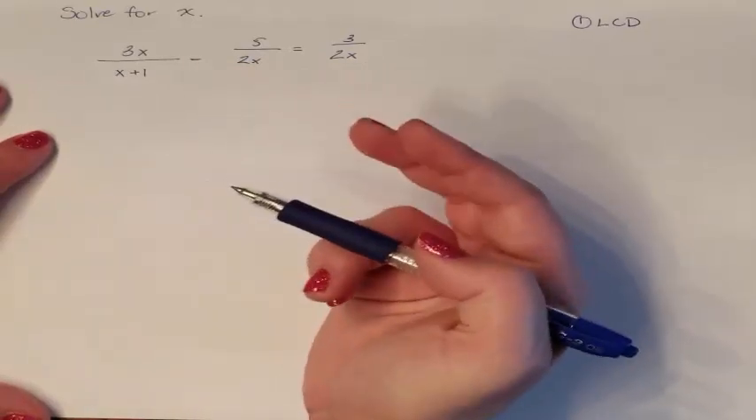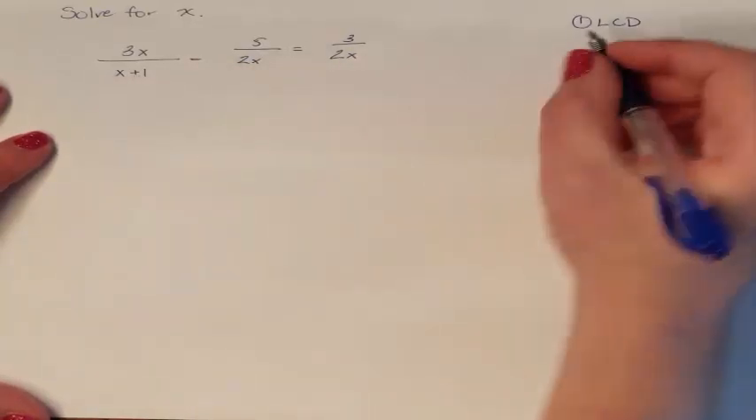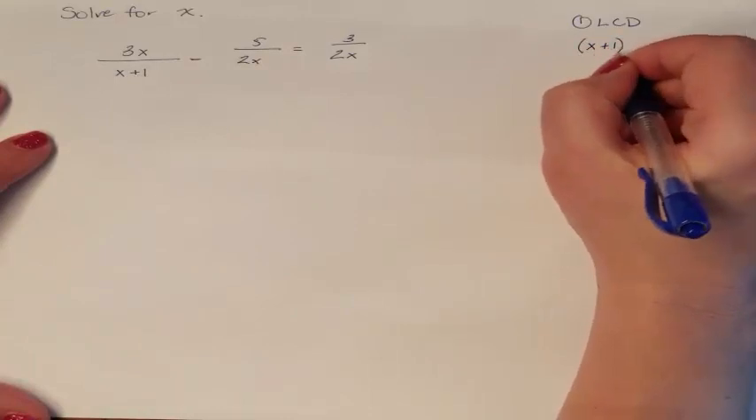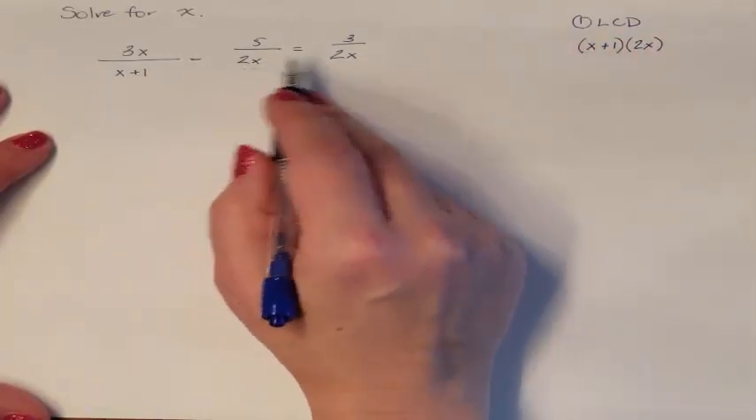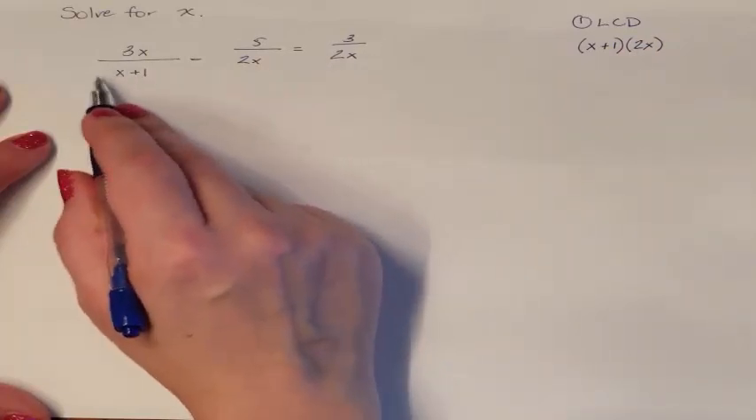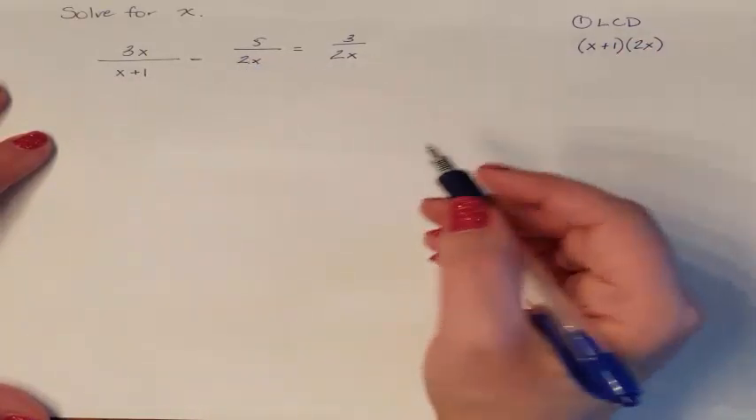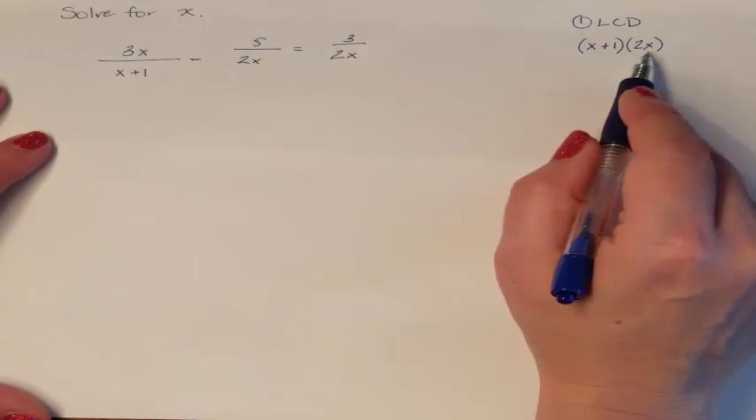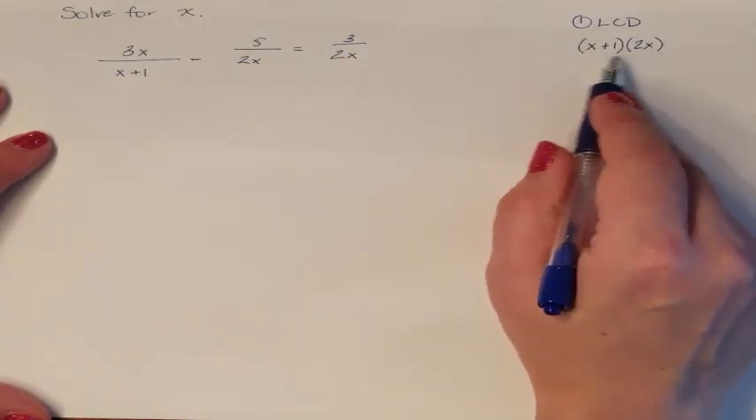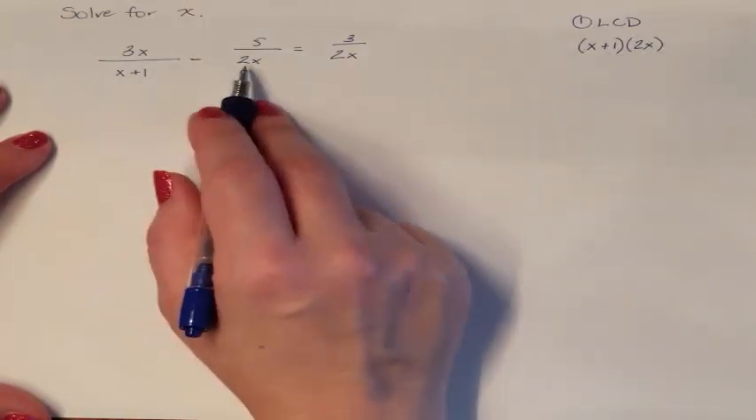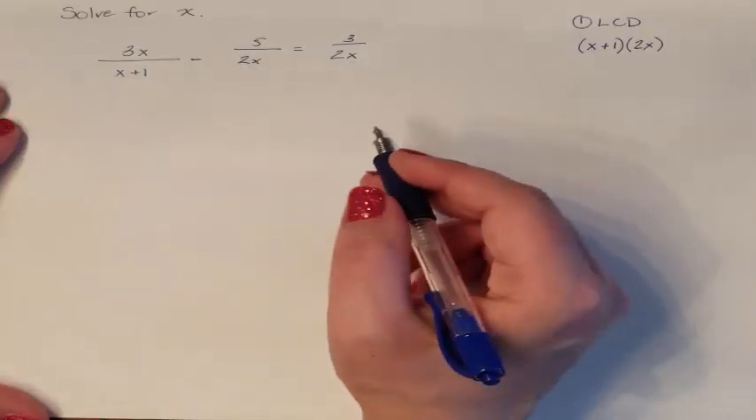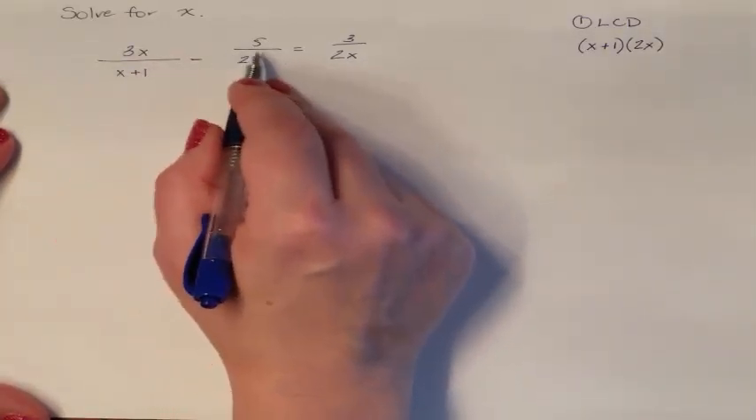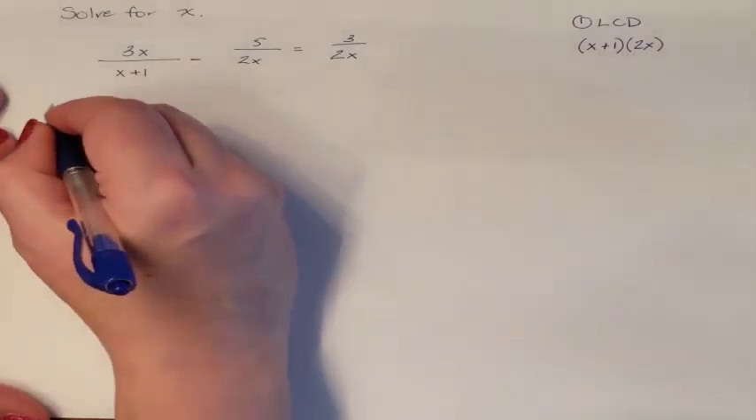So I see two different denominators. I see the x plus 1 as a denominator, and I see the 2x as a denominator. The 2x is repeated. That just means that we have two different denominators. One of them just happens to be written twice. So this is our least common denominator. This is what we need to multiply all three fractions by, because that would help eliminate all of our denominators. So each of these individual fractions is going to get multiplied by this.